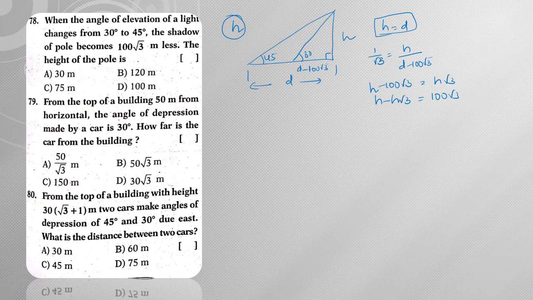Right? Then from this, if I take h as common, this will be 1 minus root 3, which is equal to 100 root 3. Then h is equal to 100 root 3 by 1 minus root 3. So when I do simplification, when I do rationalization, what am I going to get?